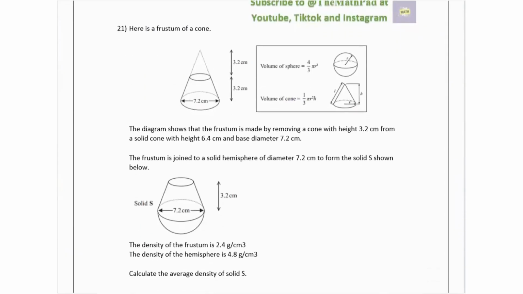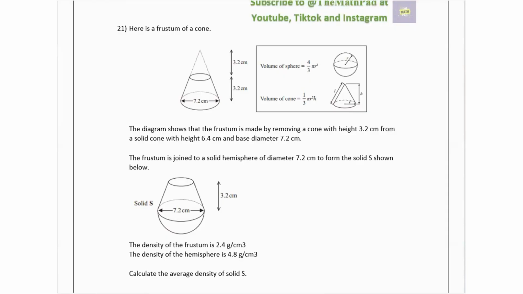Then it says here is a frustum of a cone. The diagram shows that the frustum is made by removing a cone with height 3.2 centimeters from a solid cone with height 6.4 centimeters and base diameter 7.2 centimeters. The frustum is joined to a solid hemisphere of diameter 7.2 centimeters to form the solid S shown below. The density of the frustum is 2.4 grams per centimeter cube and the density of the hemisphere is 4.8 grams per centimeter cube. We have to calculate the average density of solid S.